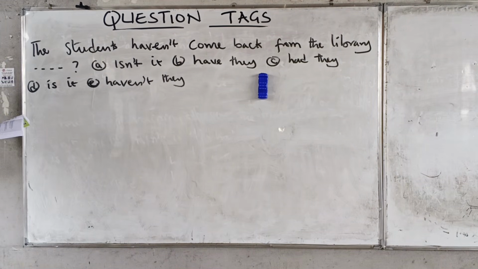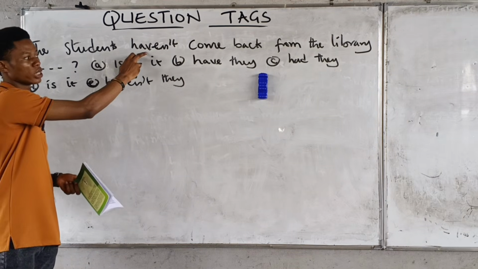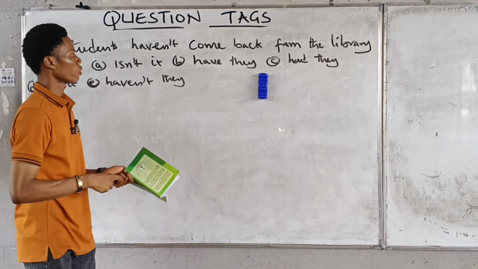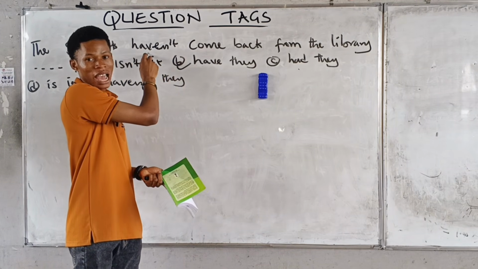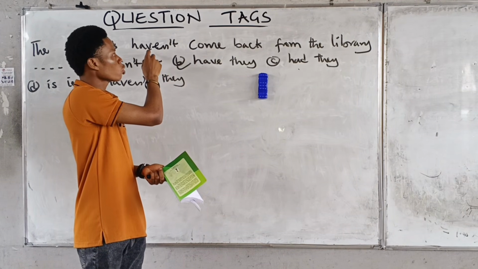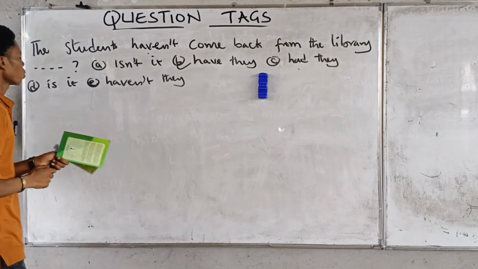All right, now look at this. The students haven't come back from the library. What's the right question tag? "Have they?" Because this is negative already, so we should go with positive. So "have they". It is not "had they", because this is "have", not "had", not "hadn't". If this was "hadn't", then it would have been "had they", but that's wrong. All right, so that's that.